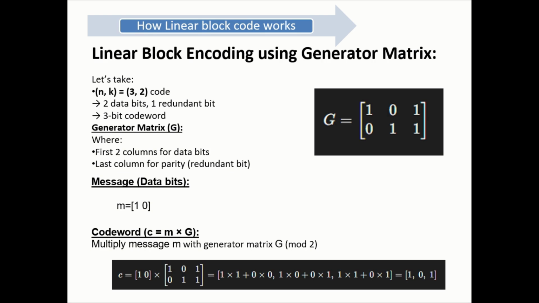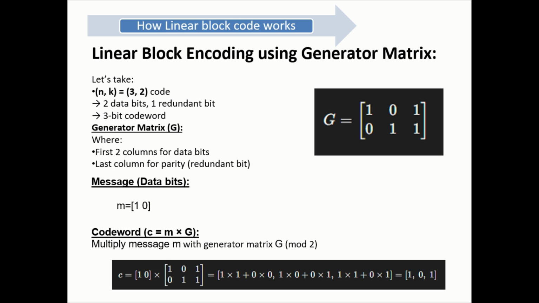Now let's go to the next slide. Here we can see how we can create the generator matrix. Let's look at a simple example of linear block coding using a generator matrix. We have (3, 2). Whenever we write a pair like (3, 2), (4, 6) or (7, 4) inside parentheses, the first number, 3, is the code word length, and 2 is the data bits. Data bits means the message bits, and 1 is the redundant bit.